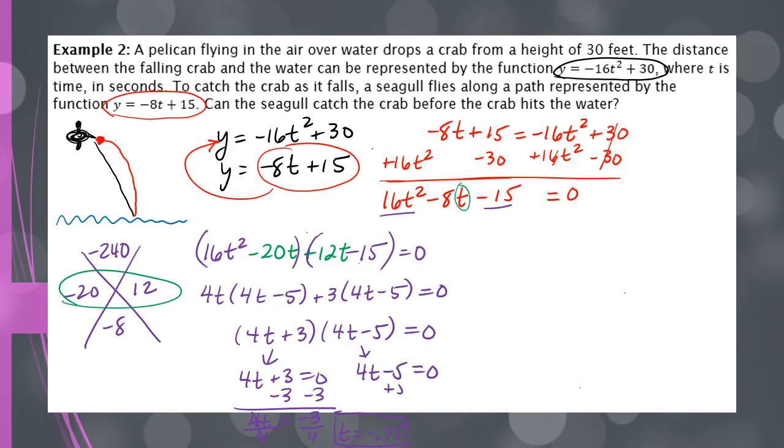And then for my other equation, I'm going to be adding 5 to both sides. And I'm going to scoot over a little bit here. So 4t equals 5, divide by 4. So our other solution would be 1.25.